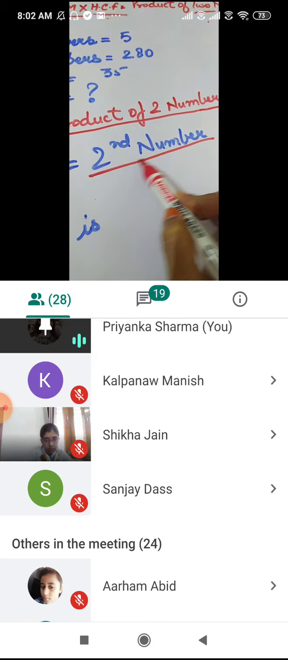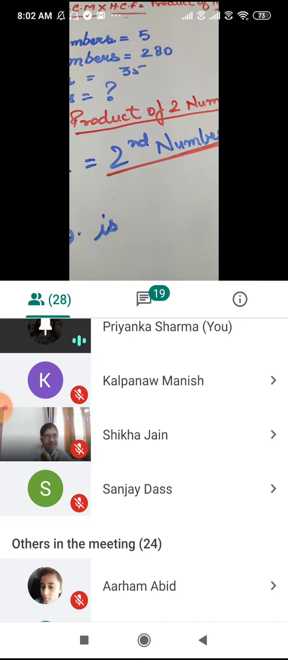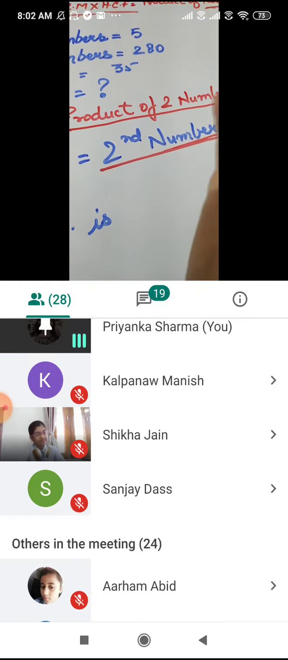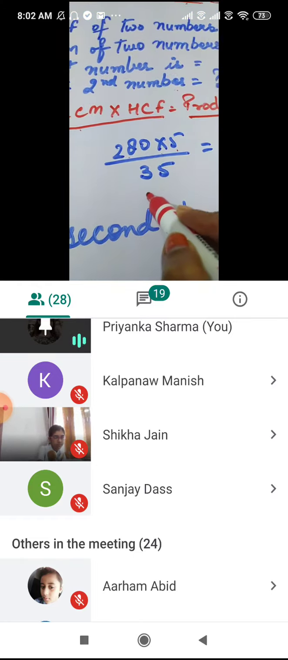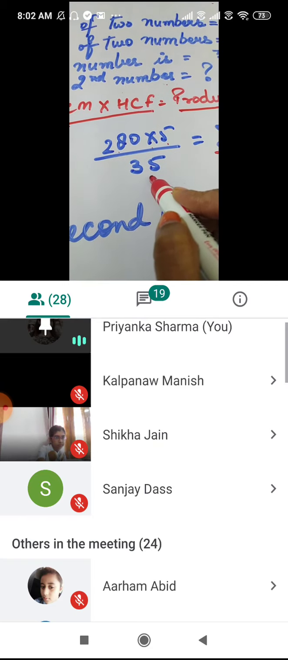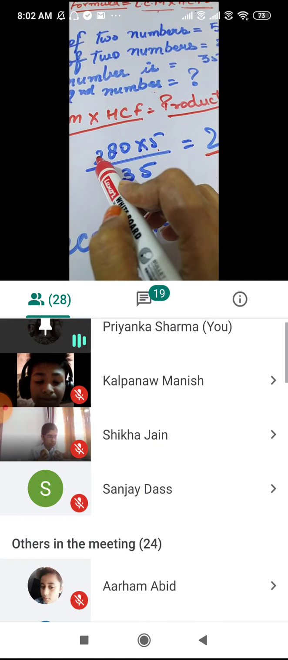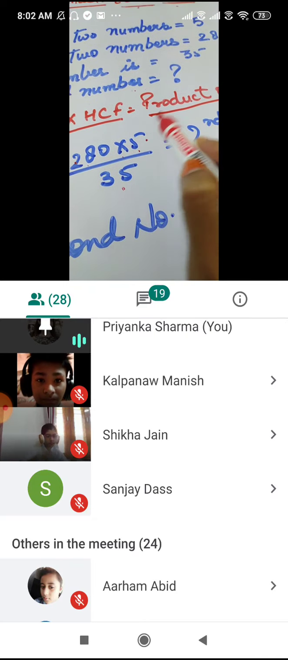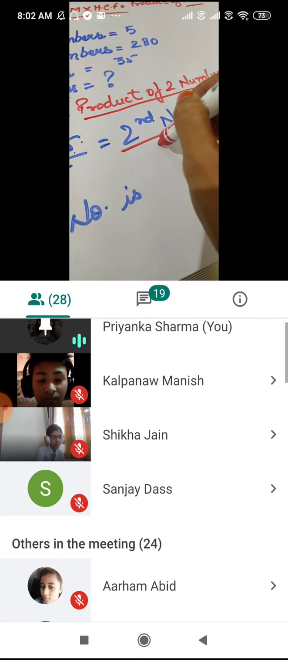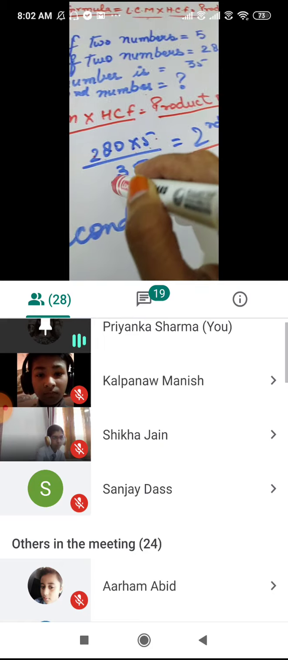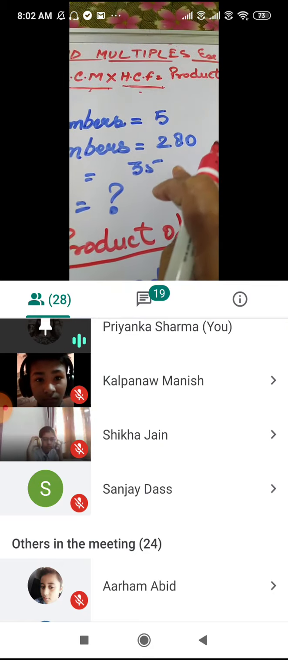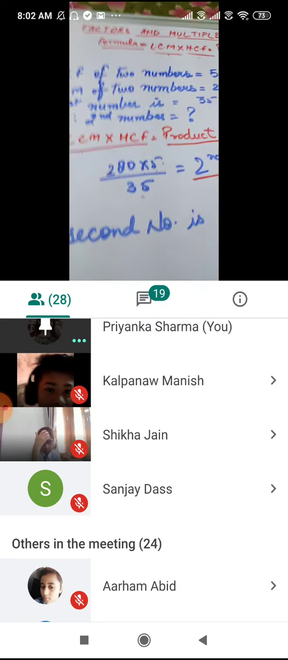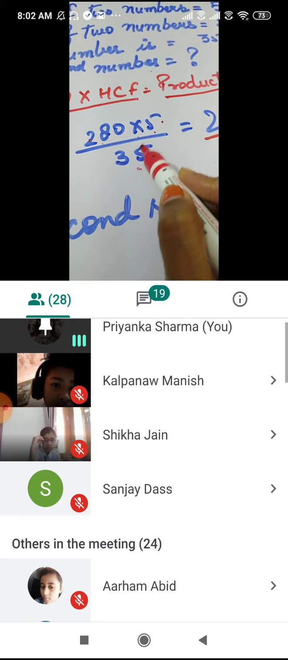So we are going to write here the second number. And the first number we don't know. So how are we going to find it? We are going to divide by the first number. Okay, so the LCM number we will write here, the HCF number we will write here, and to find the second number we have to divide by the first number which is given to us. This is also given, 35, the first number. So now we have to solve it.